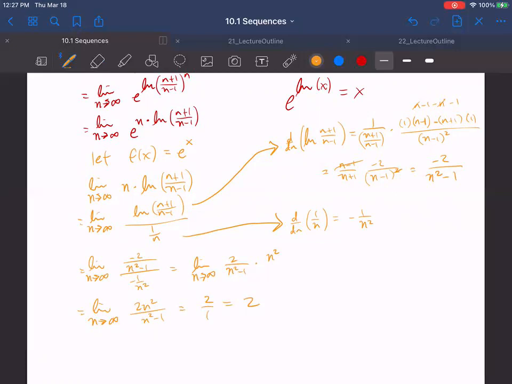Right? And then, therefore, f of n times natural log of n plus 1 over n minus 1 goes to f of 2. And therefore, a sub n goes to e squared.